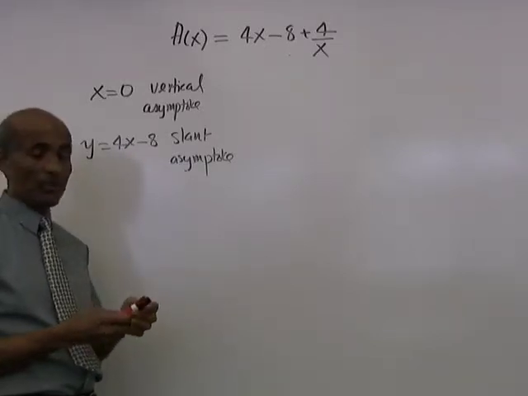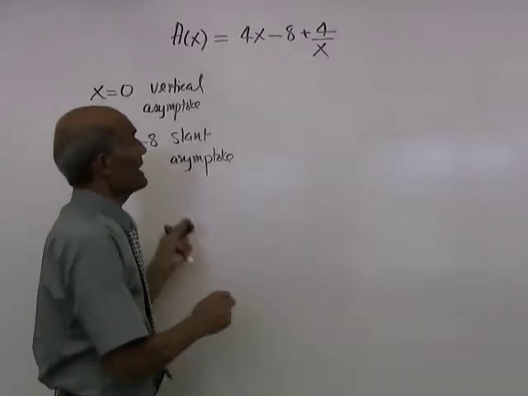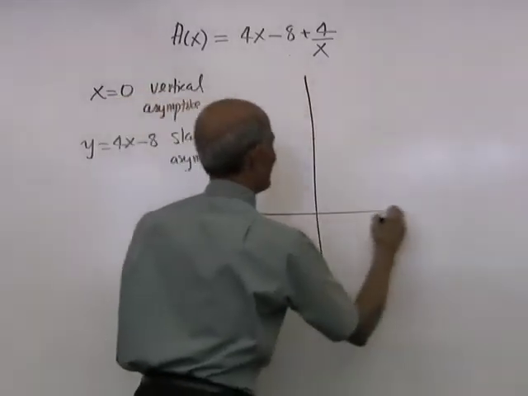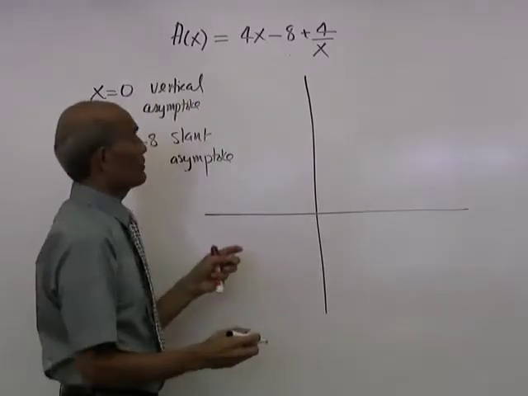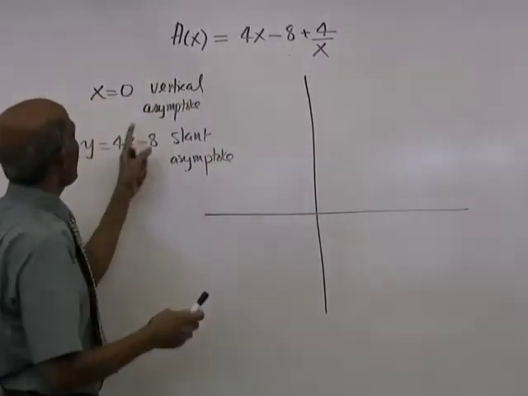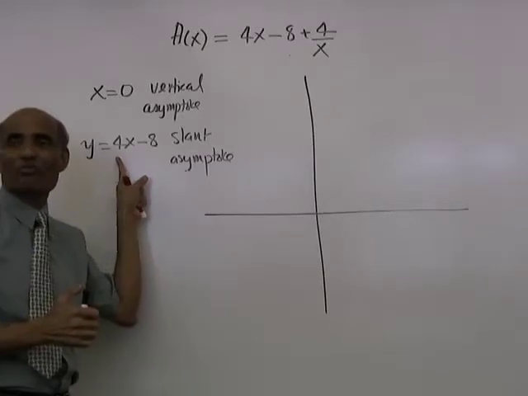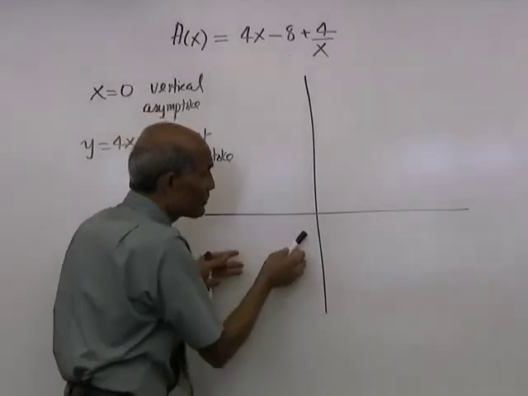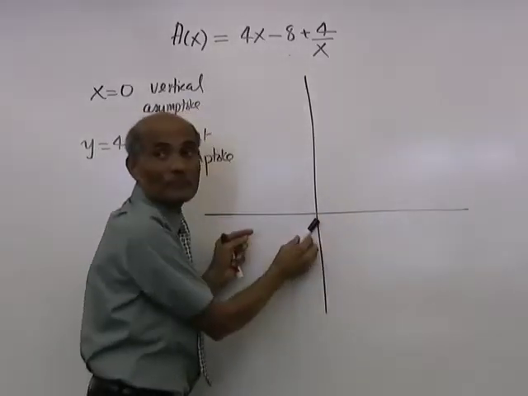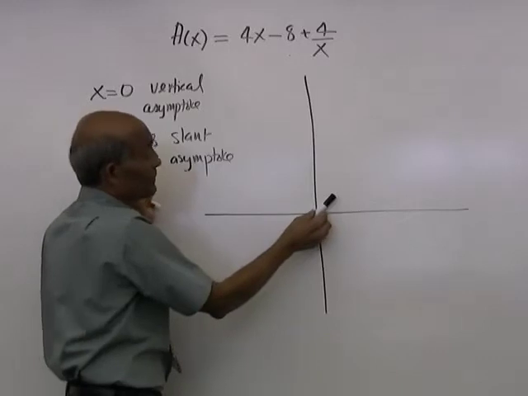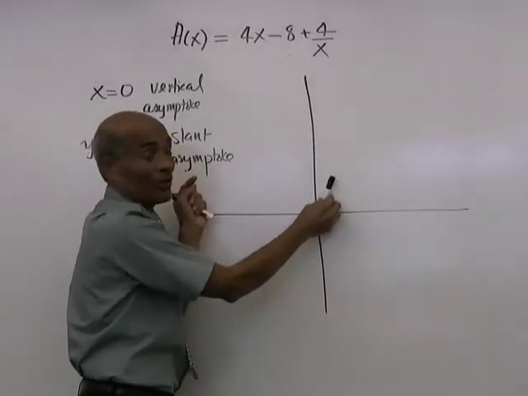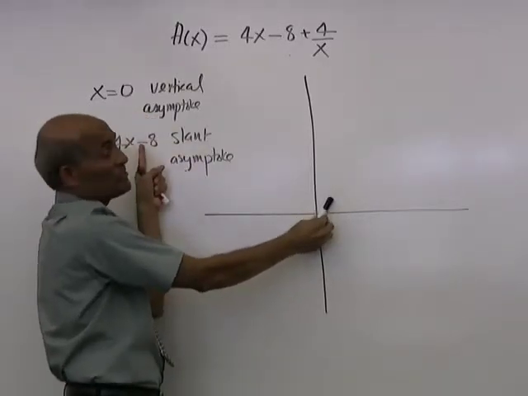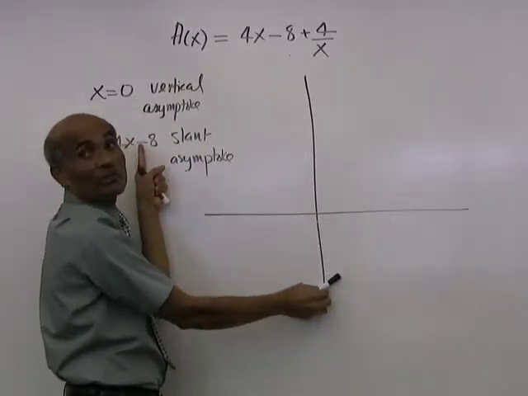Can you first of all draw this asymptote? What is y equal to 4x minus 8? What is the graph of that? Well, let's do the axis. That's your x and y axis. How do you draw the graph of y equal to 4x minus 8? Remember, y equal to x is this line. Y equal to 4x, slope is 4, so it will be a line something like this. And minus 8 means you go down 8 steps.